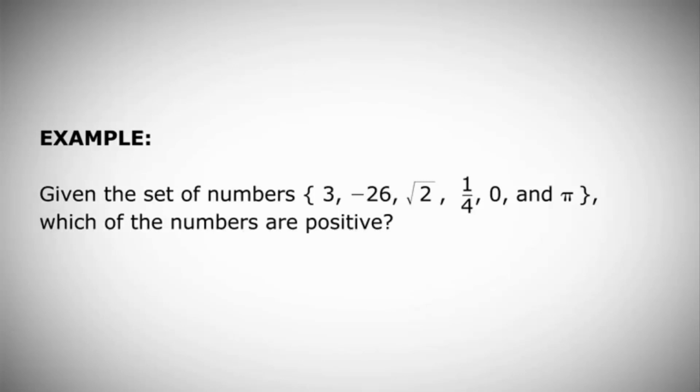Now, which of the numbers are odd? There's only going to be one number in this list that's odd, and that's the number 3. If you're dealing with a non-integer value, it's impossible to determine whether it's odd or even. Finally, which of this set of numbers is prime? Again, we only have one prime number, and that's the number 3.